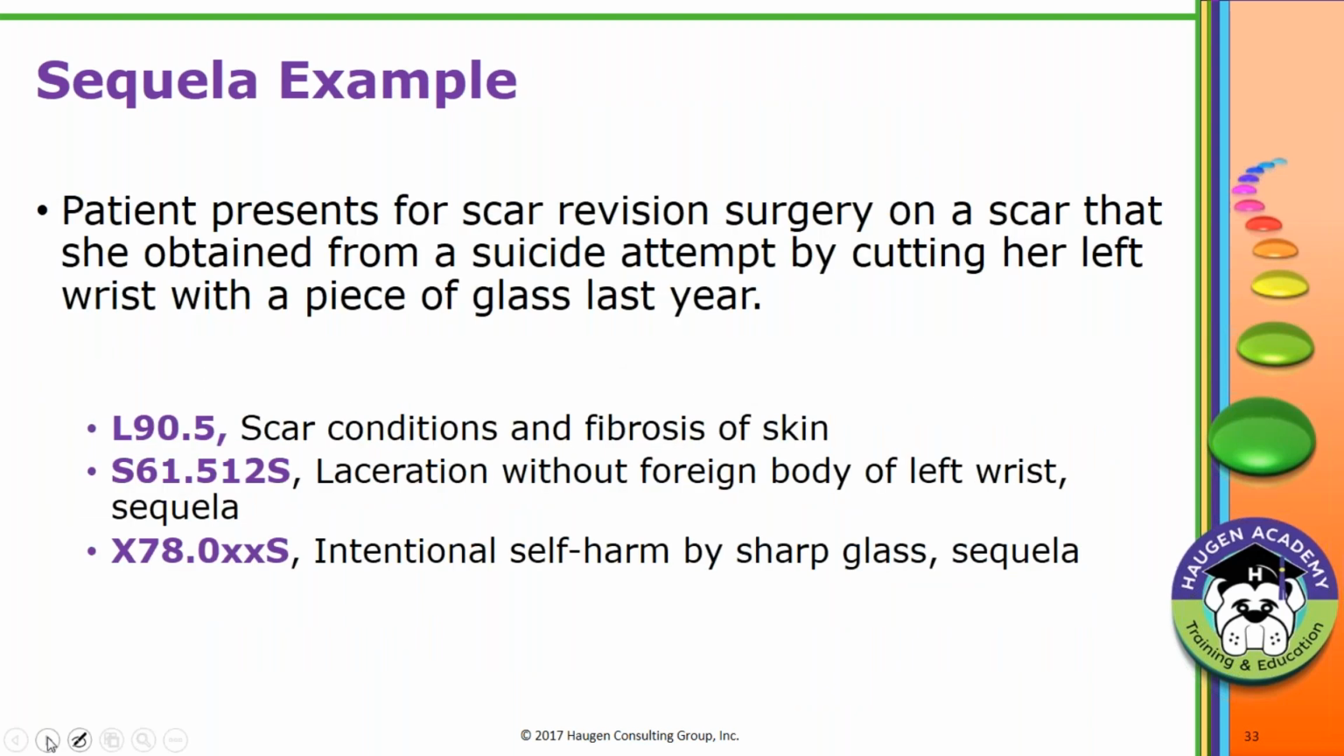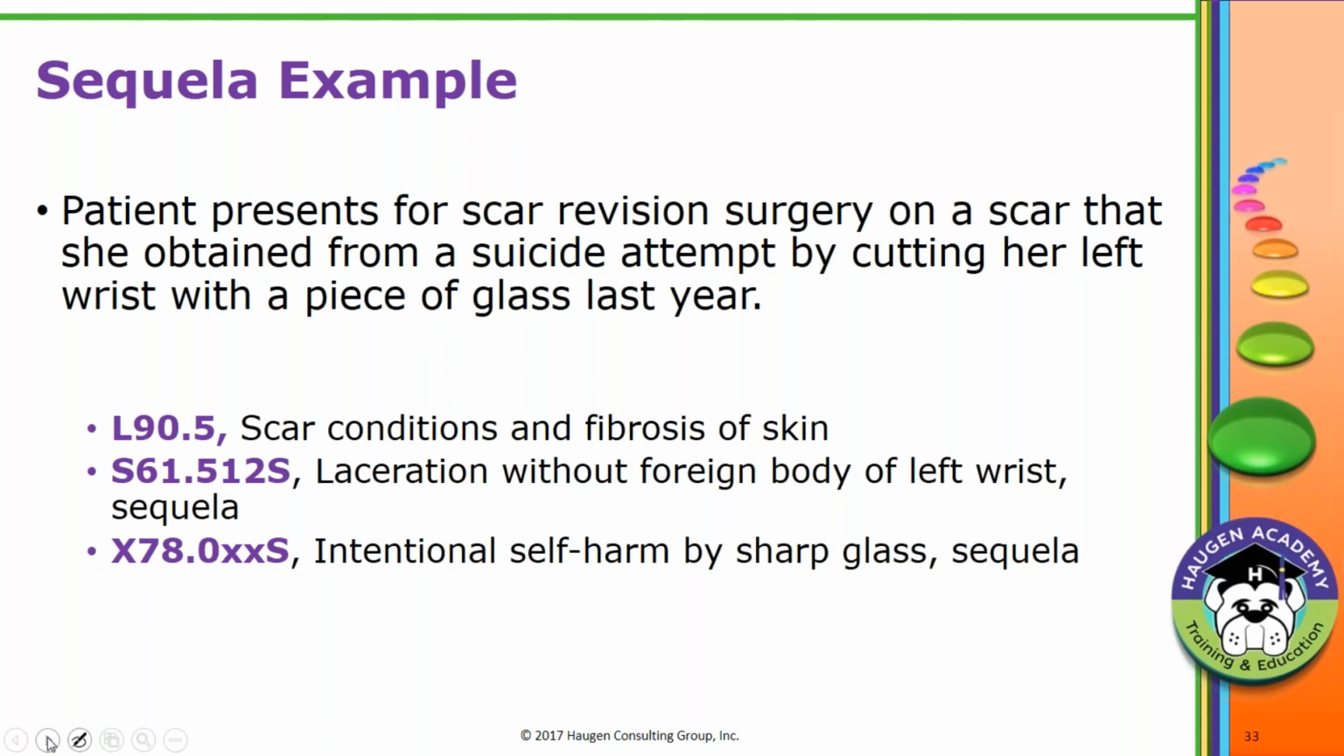Here's an example of applying some sequela codes. We have a patient who presents for a scar revision surgery. She had a scar left over from a suicide attempt by cutting her left wrist with a piece of glass last year. So she's in for the scar, so there's your L code. And it was caused by this laceration, so she has this sequela from the laceration without a foreign body left in there.